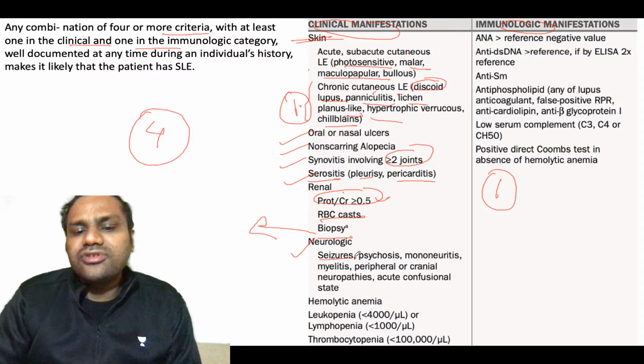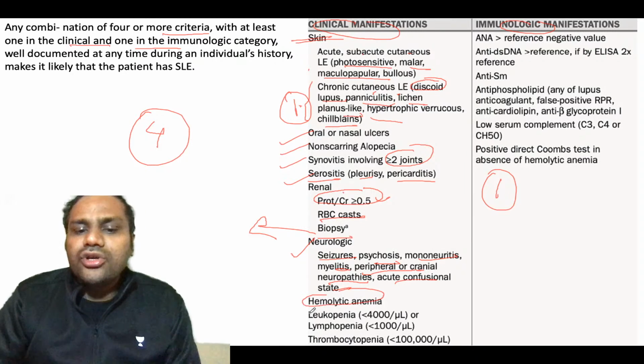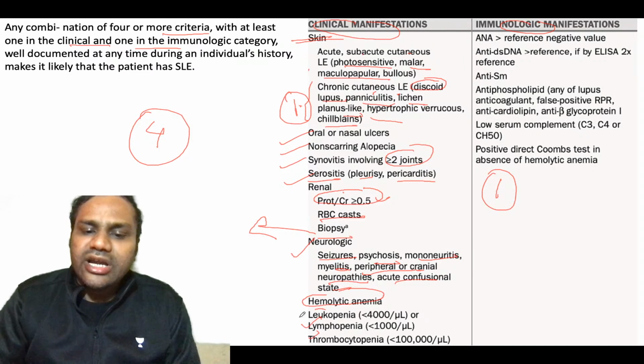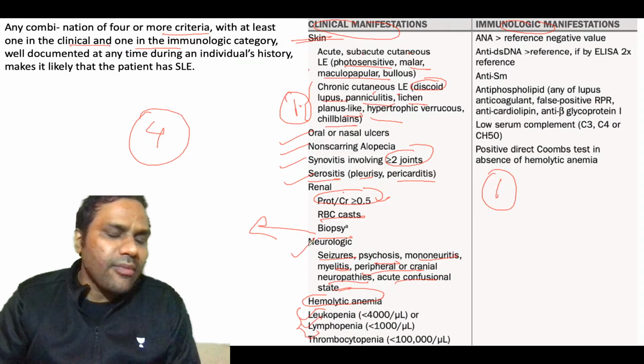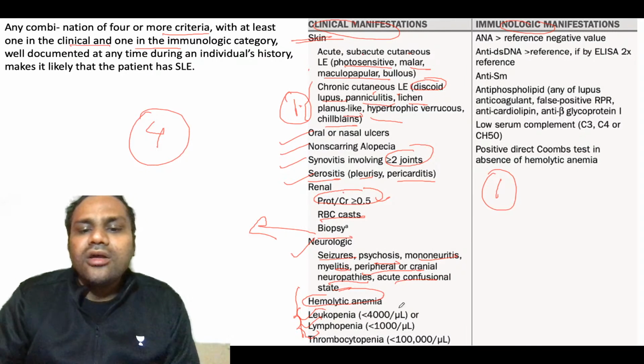Then you have neurological symptoms like seizure, psychosis, mononeuritis, myelitis, peripheral or cranial neuropathies, and acute confusional states. You have hemolytic anemia. You have leukopenia, lymphopenia, and thrombocytopenia. Okay, so basically in SLE you can have pancytopenia: leukopenia, lymphopenia, and thrombocytopenia.